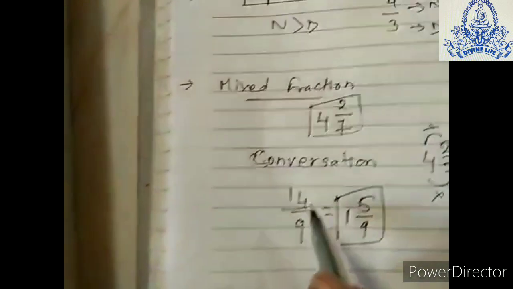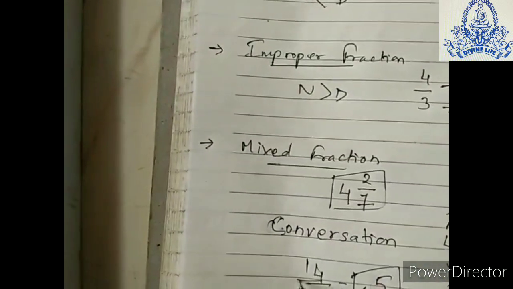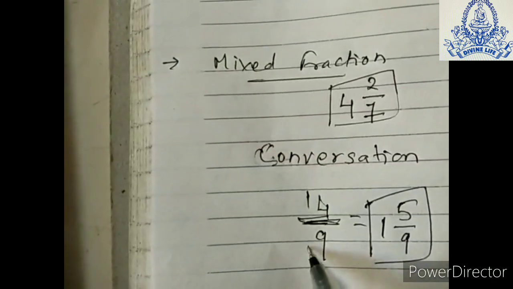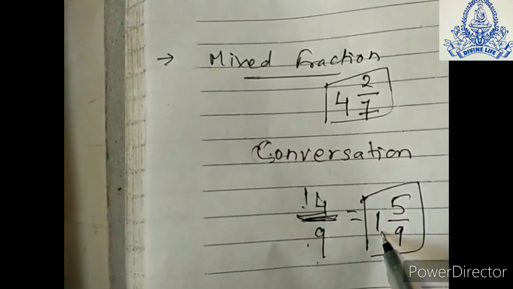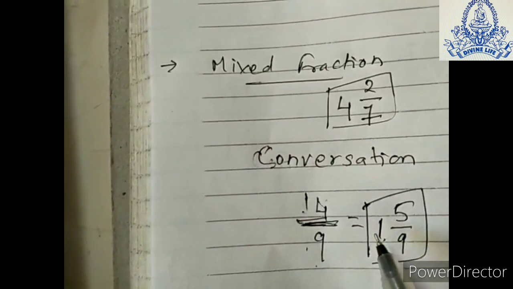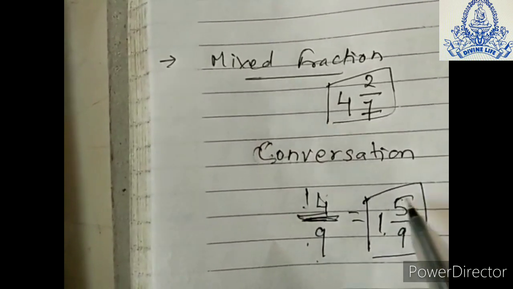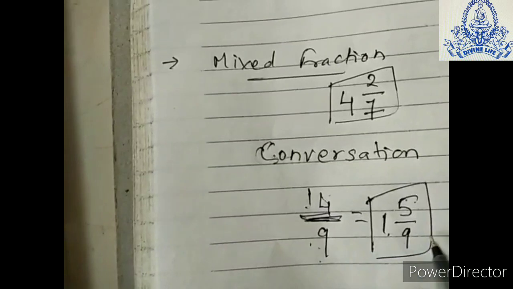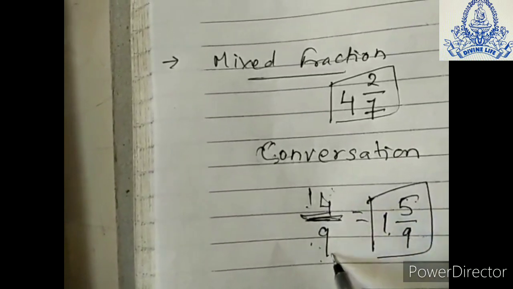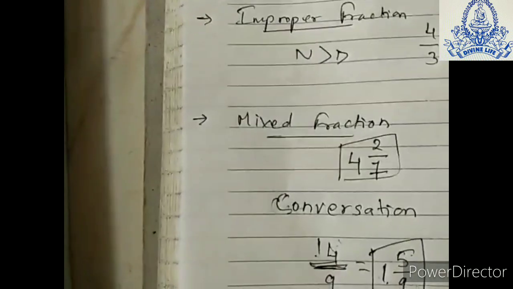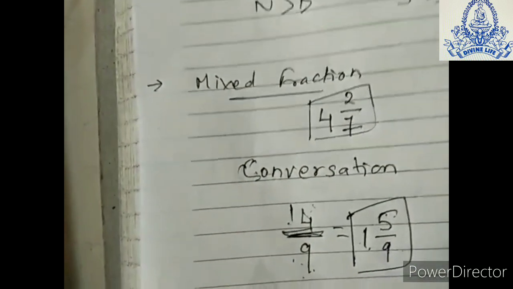Same way, if an improper fraction is there, like 14 upon 9, we have to convert it. You have to just divide. 9 ones are 9. Out of 14, 9 is gone. How much is remaining? 5 is remaining. The remainder will be your numerator and the denominator will be the same. So 14 upon 9 is equal to 1, 5 upon 9, converted into a mixed fraction.